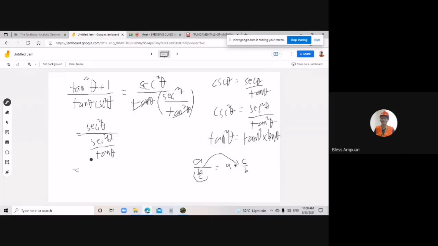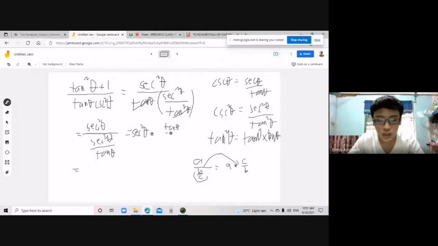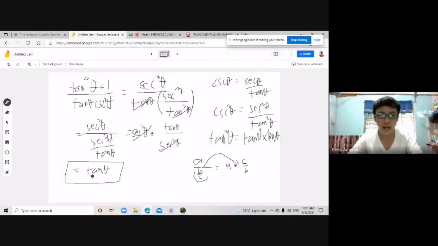So we could say that secant sine secant squared theta times, let's invert the operation from multiplication, so we invert this, tangent theta over secant squared theta. Now, cancel secant squared theta, therefore our answer is equal to tangent theta. So this is already the answer because it is already simplified.